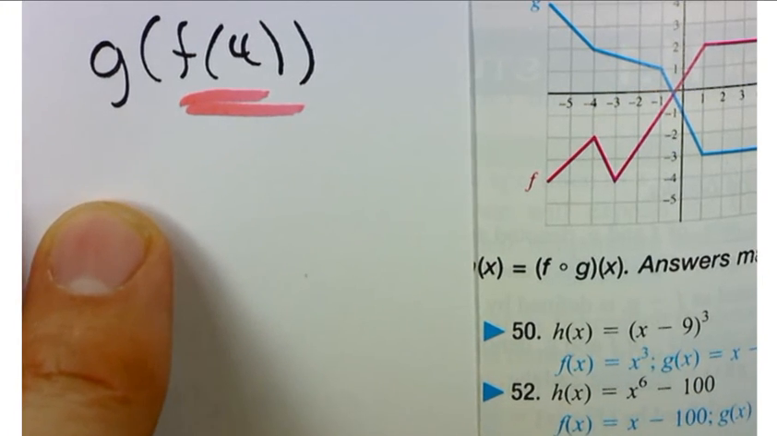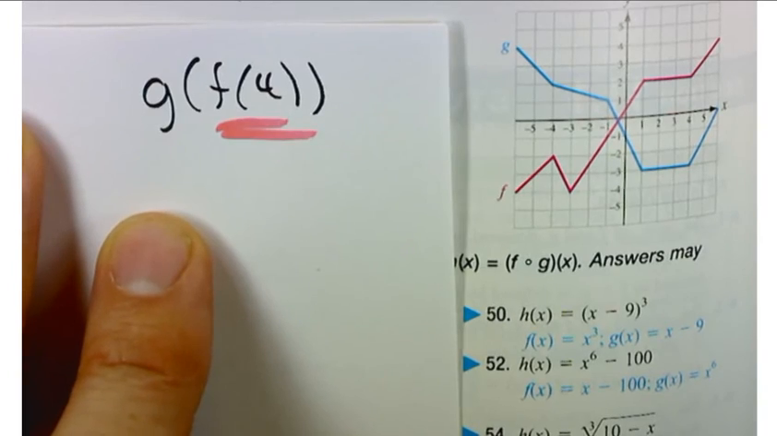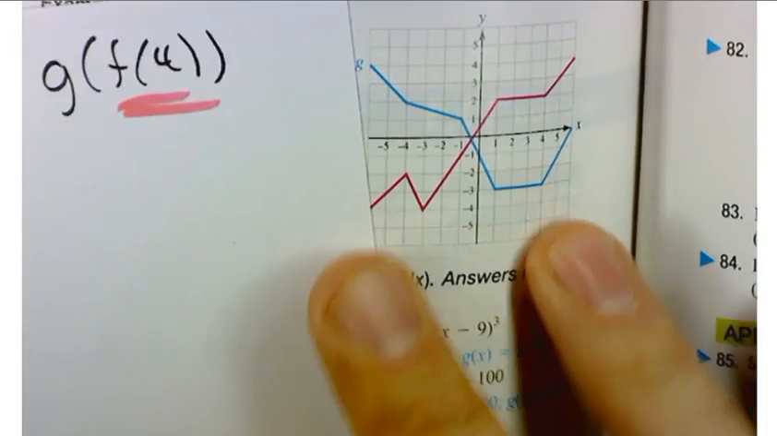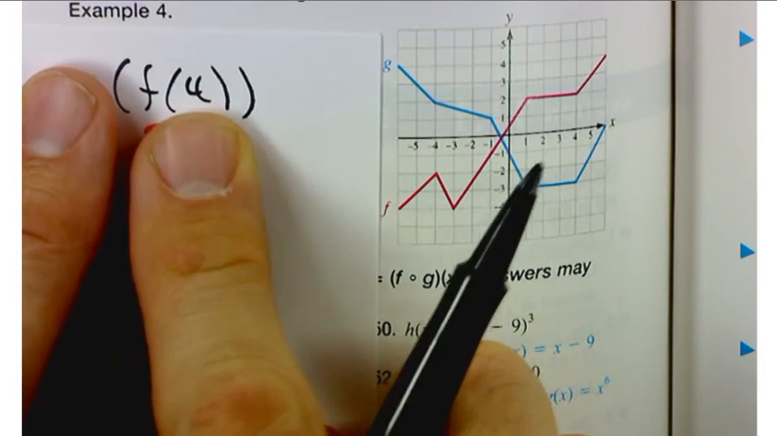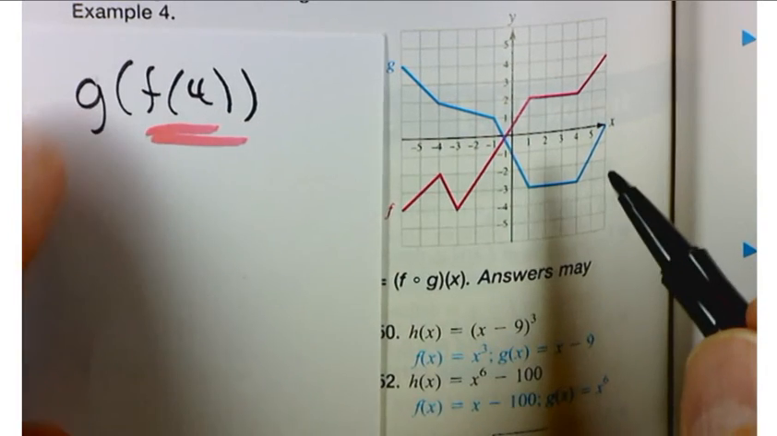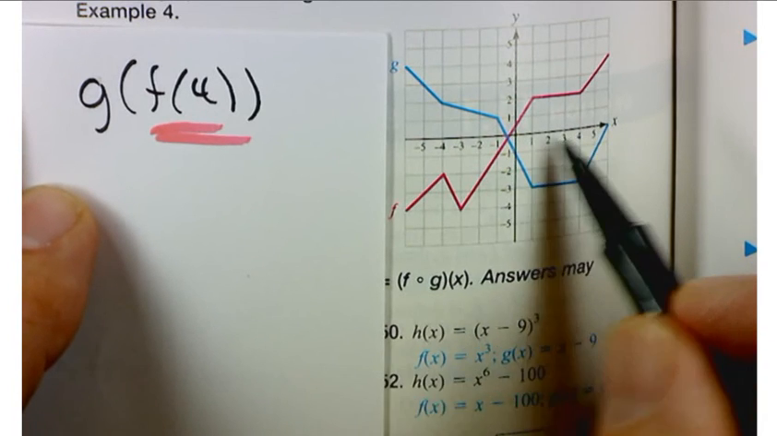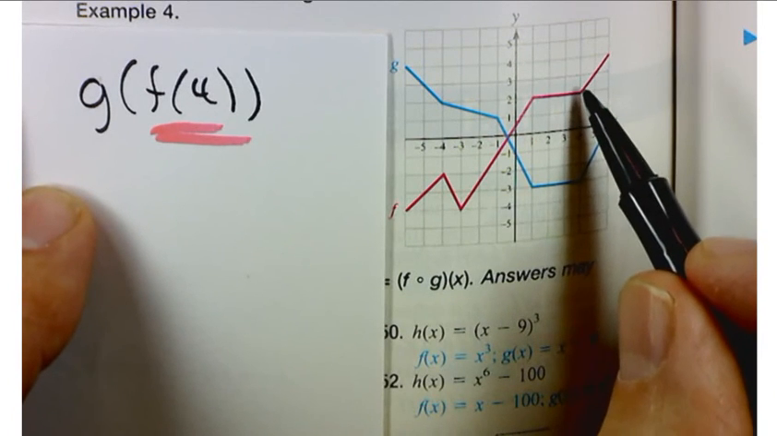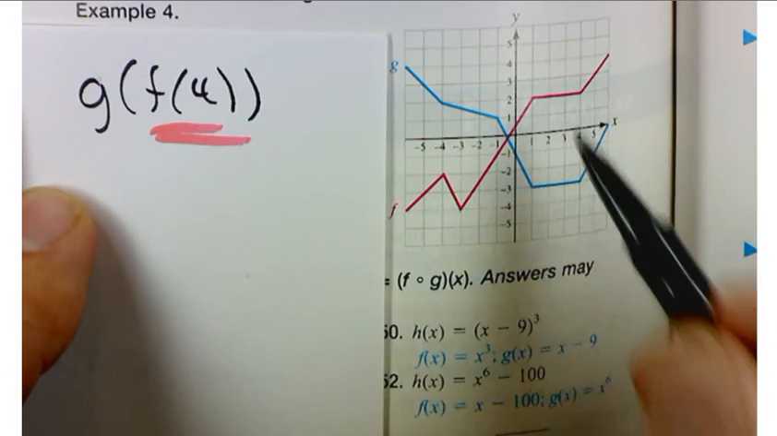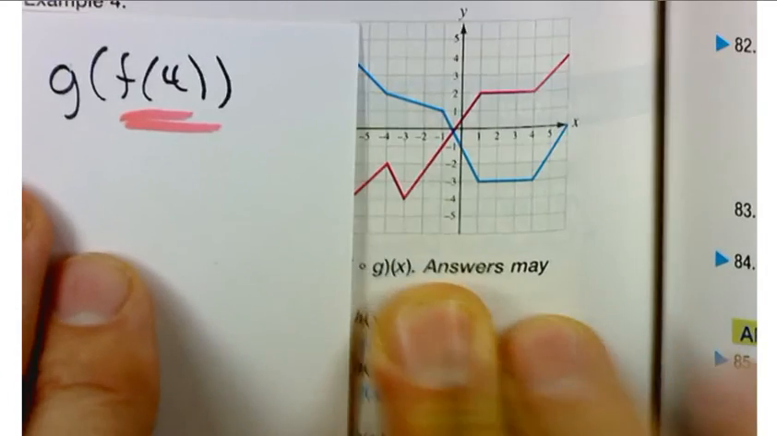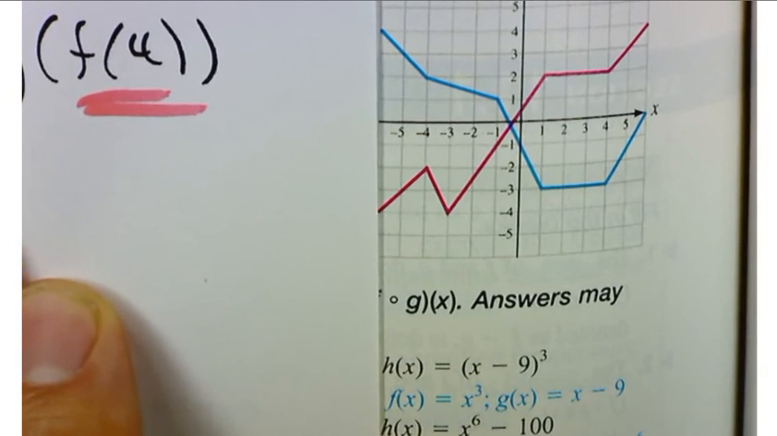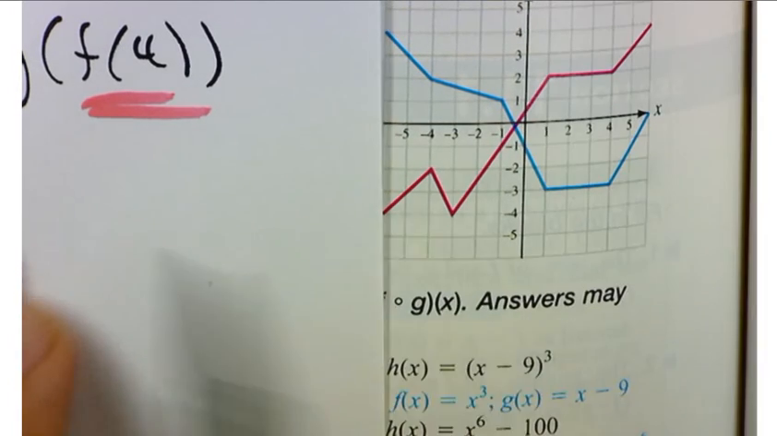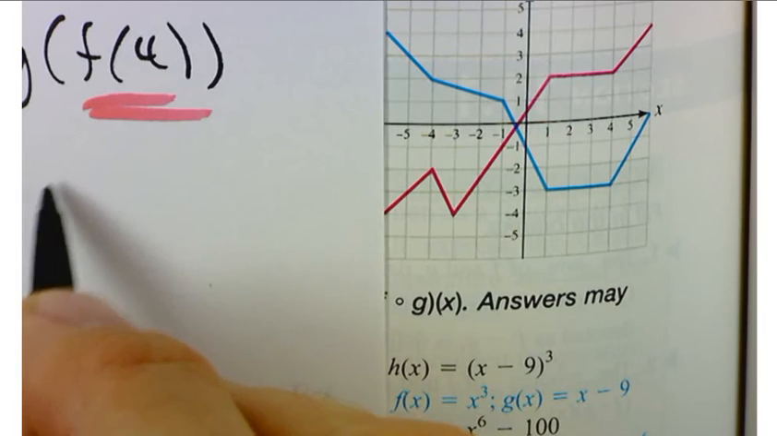How am I going to find f of 4 from this graph? What is f of 4? Well, how do you find the value of a function? You plug it in the function and you do the calculation. If we can't do that, then we can look at the graph. Here's x equal 4. Here's the function for f. What's the y coordinate at x equal 4? 2. Can you see that? At 4, you get 2. So instead of g of f of 4, I could write g of 2.